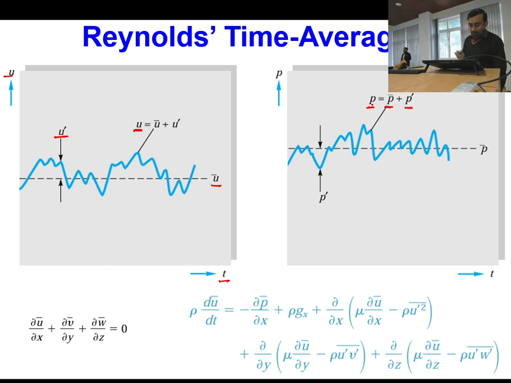So, in order to find u bar, I will consider 1 by T, where T is some averaging time period, and I will do the integration from 0 to T. Here, because I am calculating u bar, it becomes nothing but u times dt.